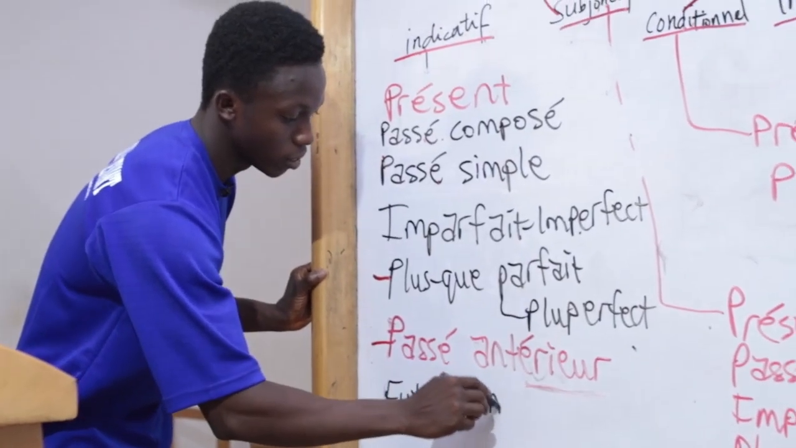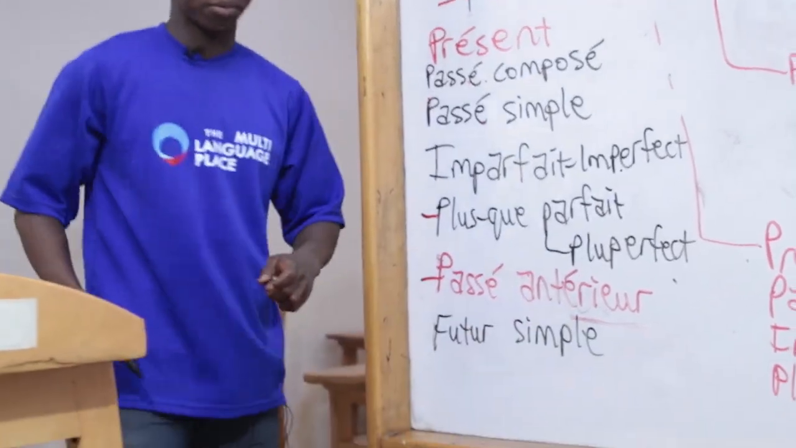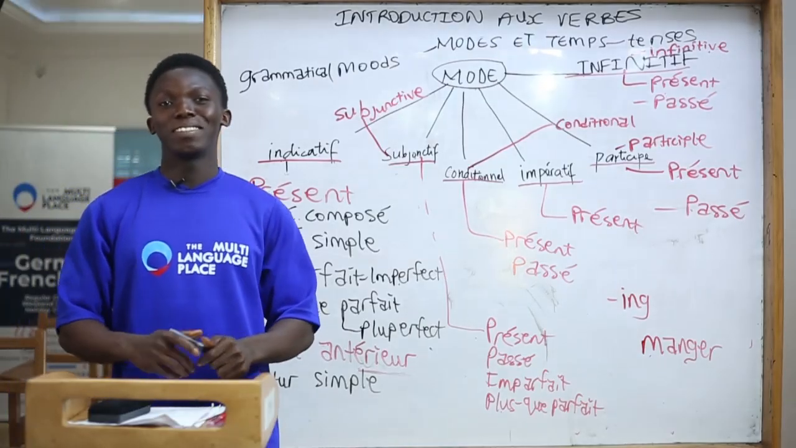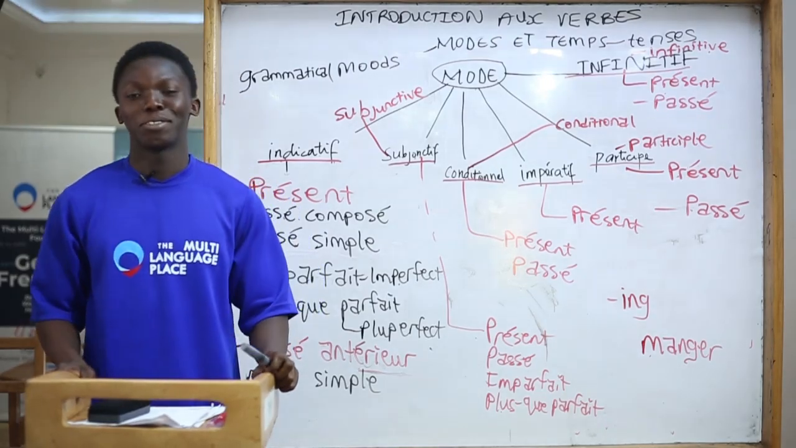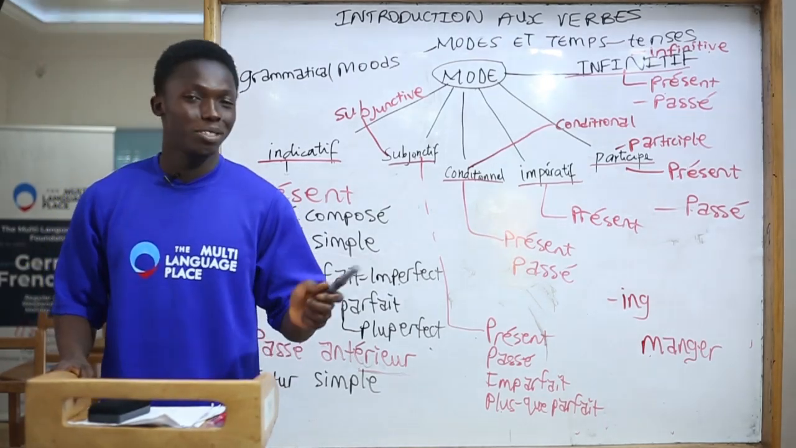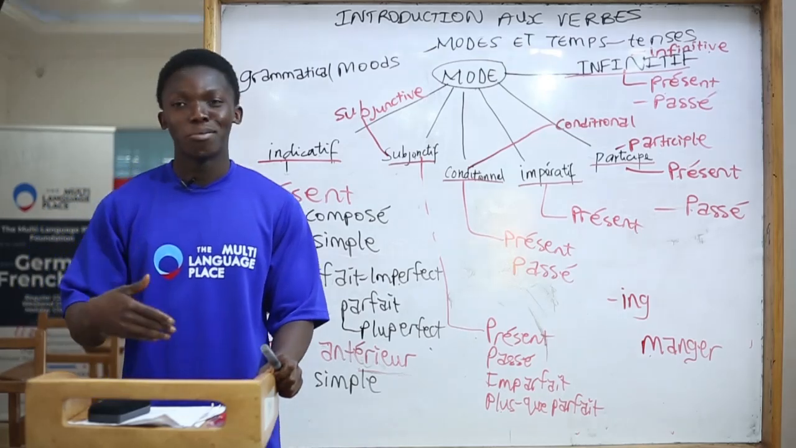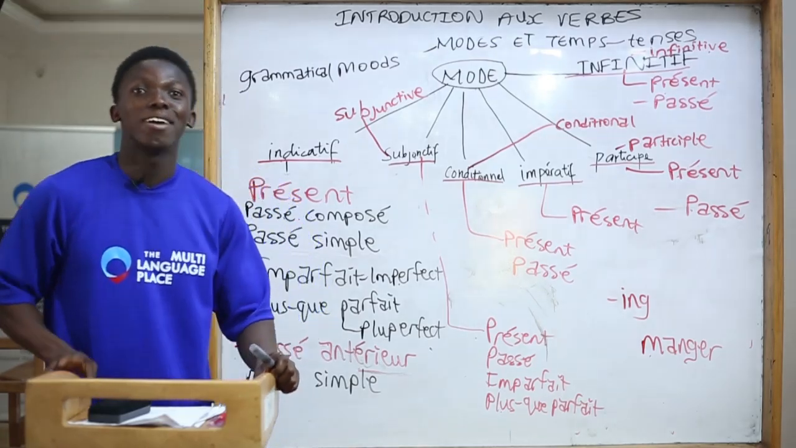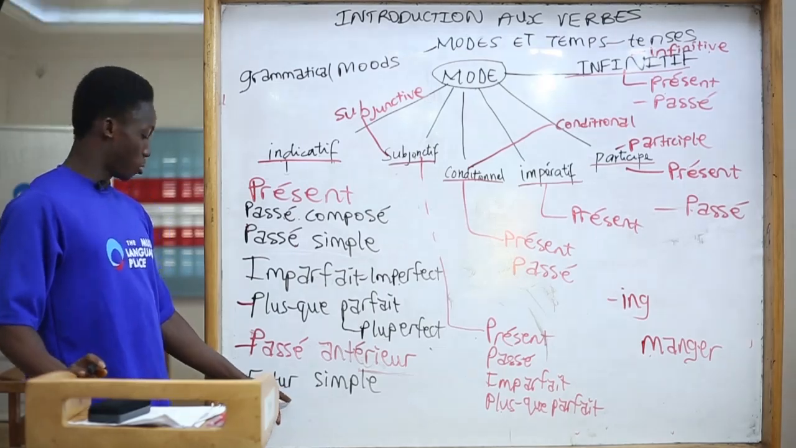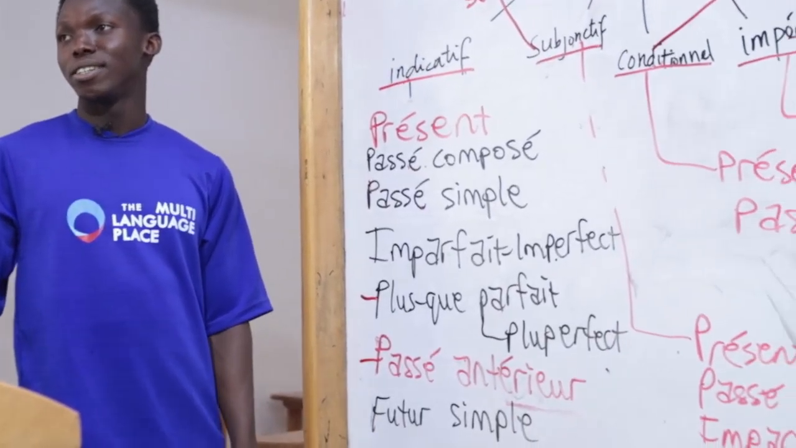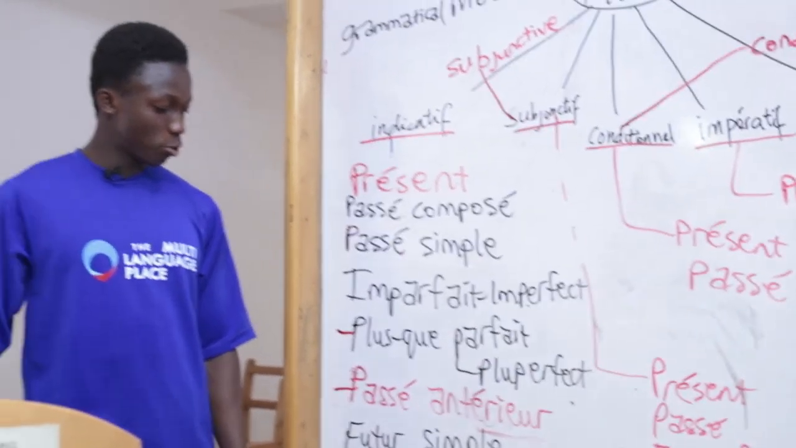The next one we have is futur simple. Futur simple simply means future tense. For example, if I want to say I will eat. Let me not use the verb eat again. Let's say I will run away. I will run away. You express it using futur simple in French. Futur simple.